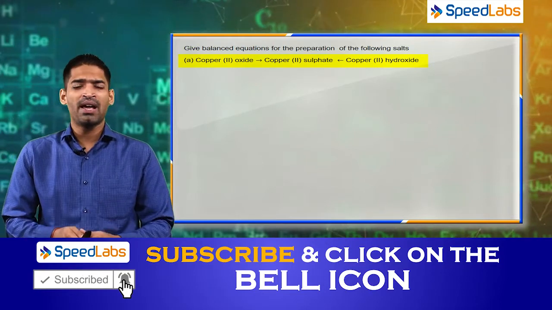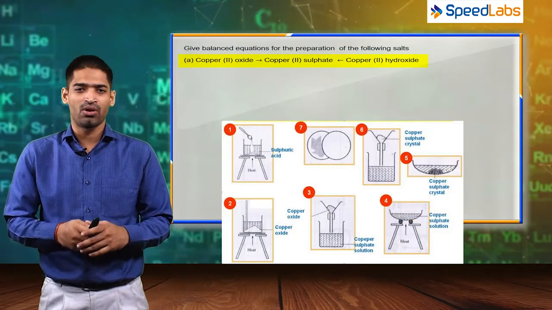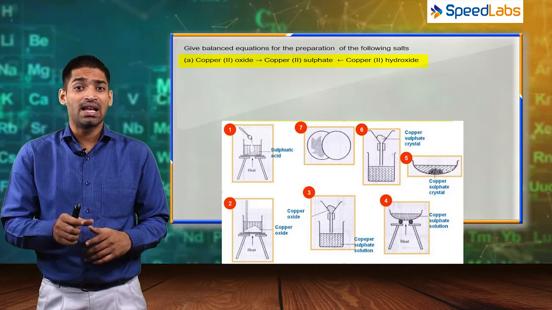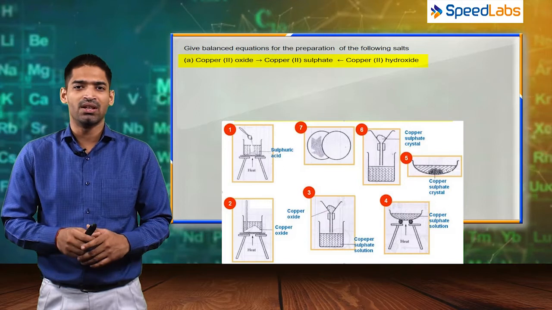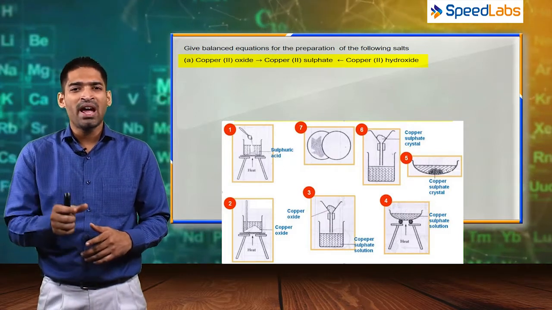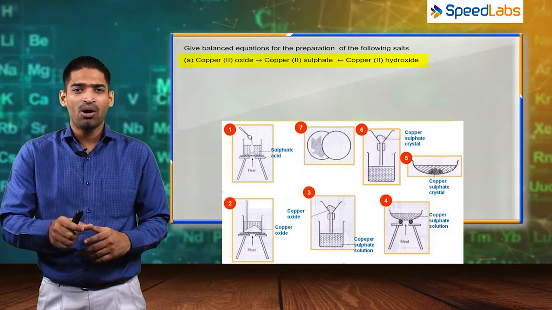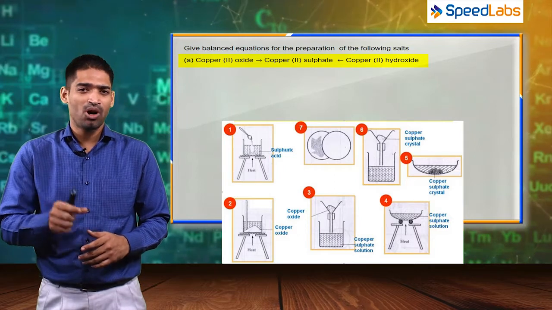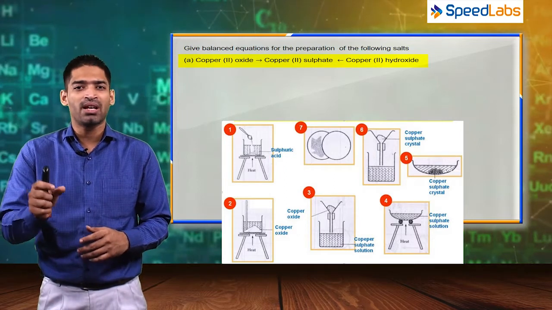So you have to prepare copper sulfate from copper oxide. Notice one thing, that copper is a metal and metallic oxides are basic in nature. So since it is basic in nature, you will have to react it with the acid to form salt, and that acid should be H2SO4, because from H2SO4 you can get the sulfate ions.